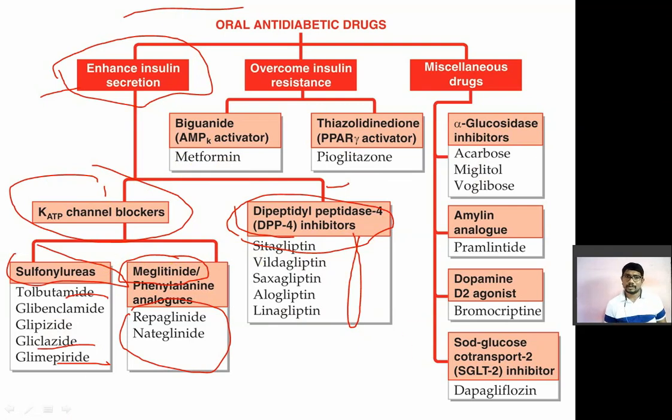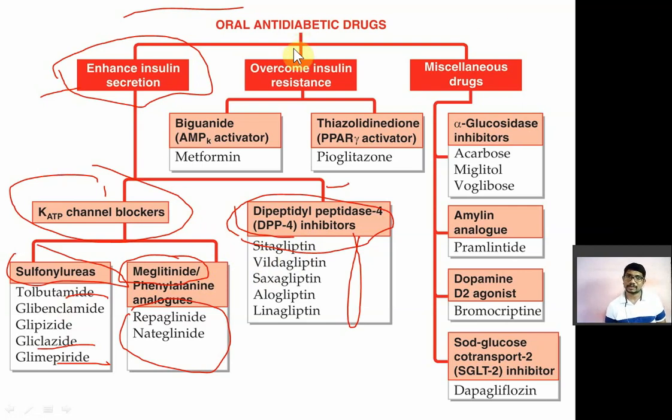So remember, amides, zides, and pyride are the sulfonylureas. Glinides, repaglinide, nateglinide, are the meglitinides. Then gliptins, sitagliptin, vildagliptin, saxagliptin, alogliptin, and linagliptin. Gliptins are the DPP-4 inhibitors. Okay, this was the first class.